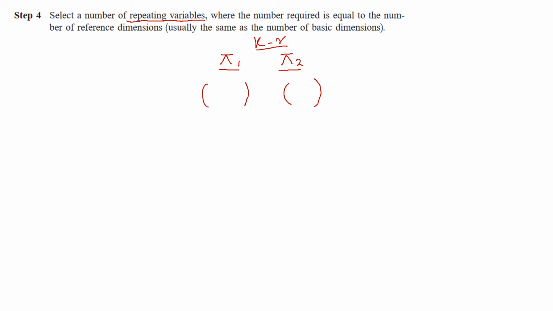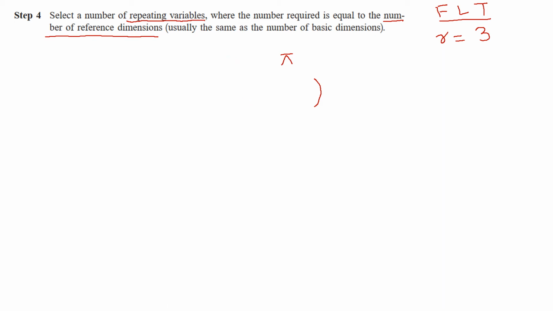But what will be the number of these repeating variables? Their number will be equal to the number of reference dimensions. And as you know, the number of our reference dimensions is 3. R is equal to 3, and these are our 3 reference dimensions. So we will select 3 repeating variables from the 5 variables that we have, and these are our variables.